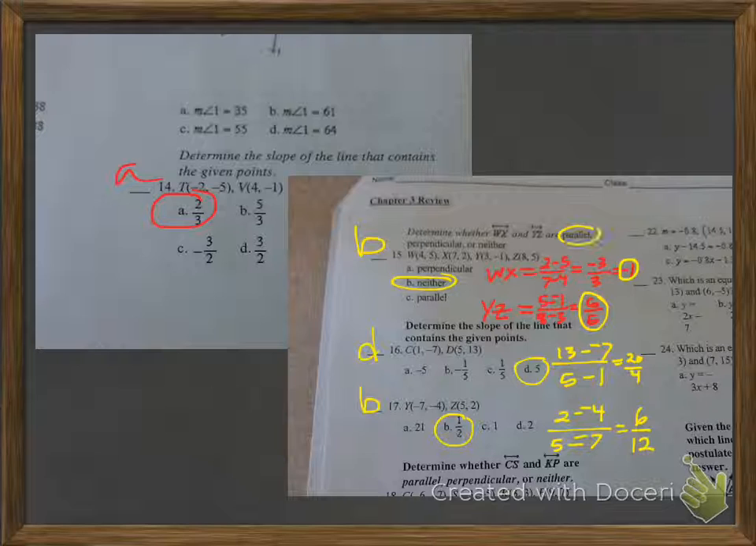And finally, number 17, if you do slope one more time, you get 6/12, which is 1/2. So keep track. Perpendicular is opposite and reciprocal slope, whereas parallel is the same slope.